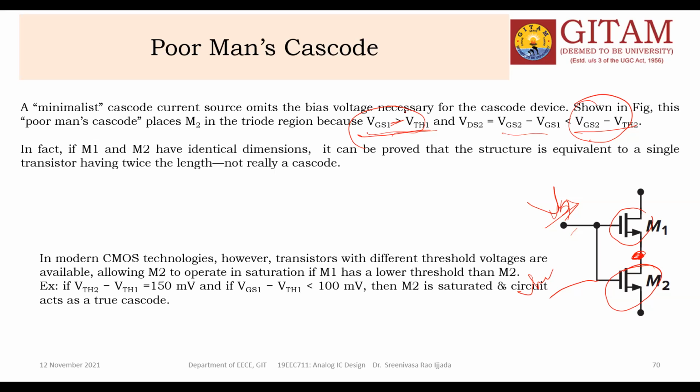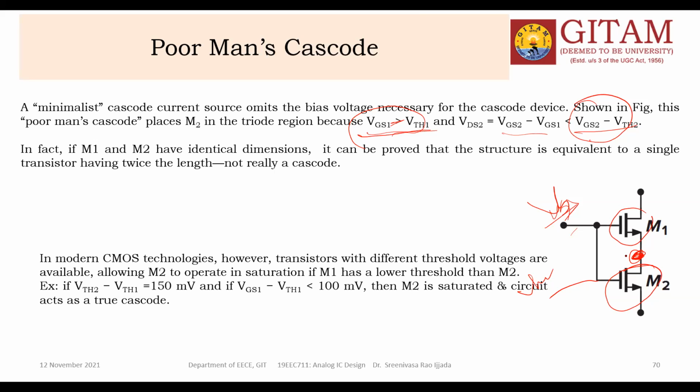Whenever you keep M1 and M2 at different threshold voltages, M1 has a lower threshold voltage than M2, for the purpose of keeping M1 in saturation. Then the above condition changes: the M1 drain voltage may be greater than VGS1 minus VTH1 plus the threshold difference.